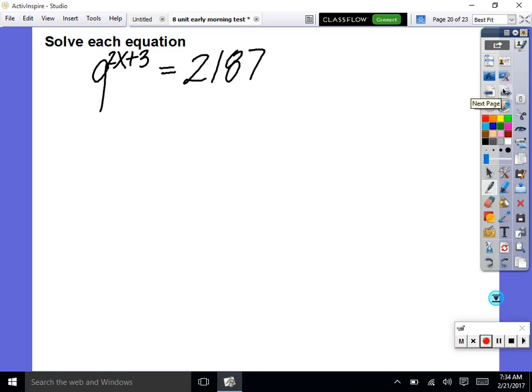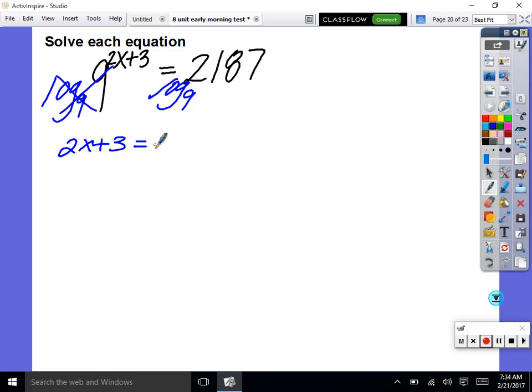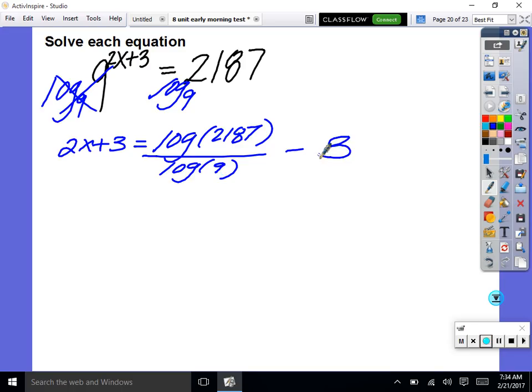Solve each equation. So looking at this one, couldn't we log base 9 both sides? So now we have 2x plus 3 equals, well, we need to change the base formula. So that'll be log of 2187 divided by log of 9, right? Change your base formula. And subtract 3, right? Divide all of that by 2. That would be how we would do that one. I had so many people miss that one on the test.